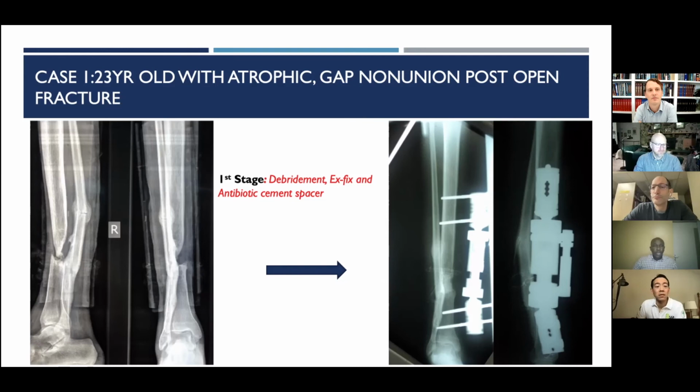I'll start with a straightforward case, cases that we see every day. This was a 23-year-old gentleman with a trophic gap nonunion after an open fracture. He presented to us several months late. As you can see, our first stage entailed debridement, external fixator, and then an antibiotic cement spacer. The main thing is to remove the dead bone at the tip that we don't think was very viable, and you end up with a segmental loss. Because we had a previous history of infection, we put in an antibiotic cement spacer. And so the key thing is to go to the second stage.